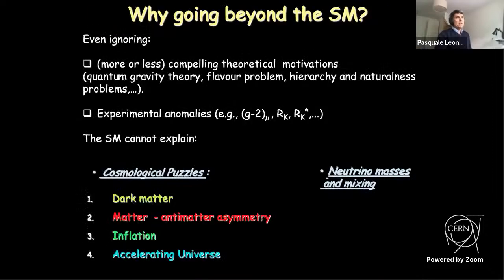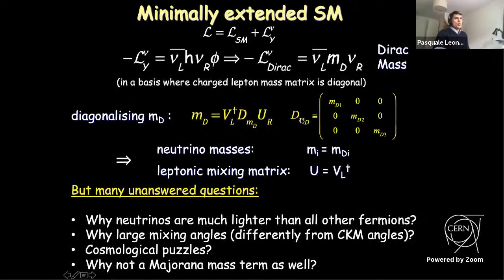So I didn't tell you which new physics I'm advocating, but as we know, we have to extend the standard model to explain cosmological puzzles and also neutrino masses and mixing. Neutrino masses and mixing can be accounted for, as we discussed in the last days, of course, just by introducing Dirac masses.